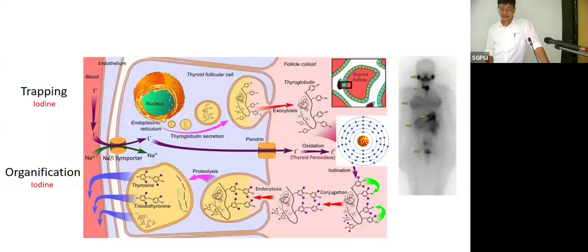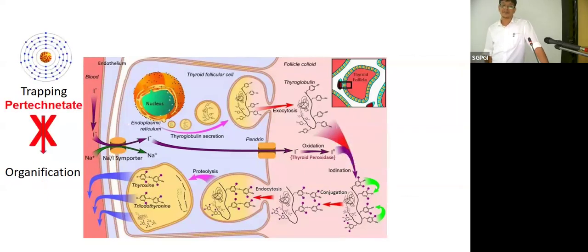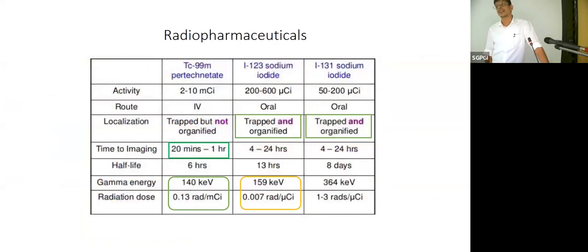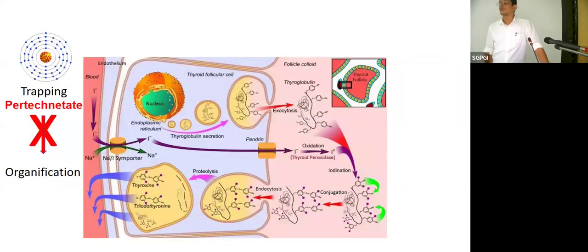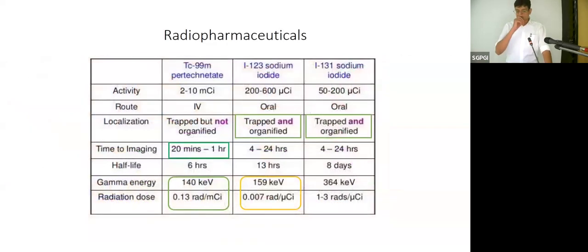But what happens when you use pertechnetate? Pertechnetate actually has trapping, but the body immediately identifies that this is something else. It is not going to organify. It will again come outside the body. So if you want to image with the help of a thyroid scan, you have to image within 20 minutes, because with iodine you can image after 4 hours, or 24 hours, or 48 hours. But pertechnetate is only trapped, it is not organified, so it will come outside the body. So with pertechnetate, the radiation dose is very less because it emits gamma rays only.